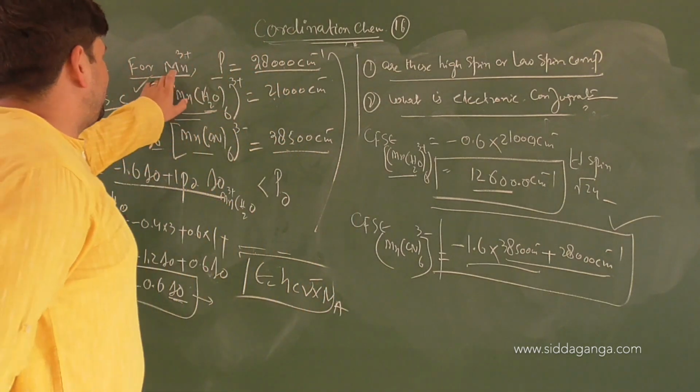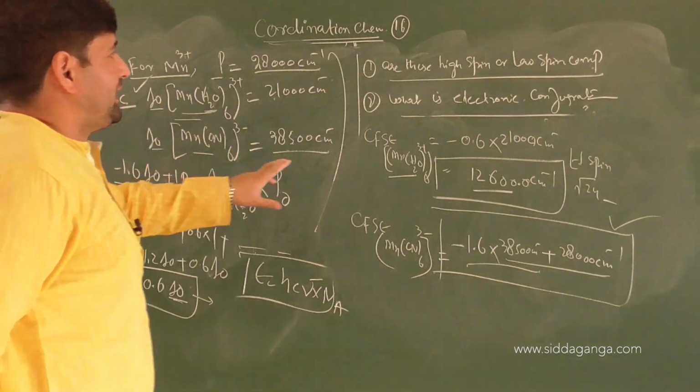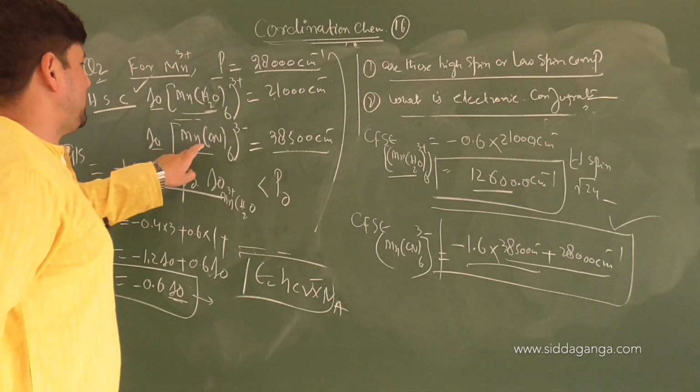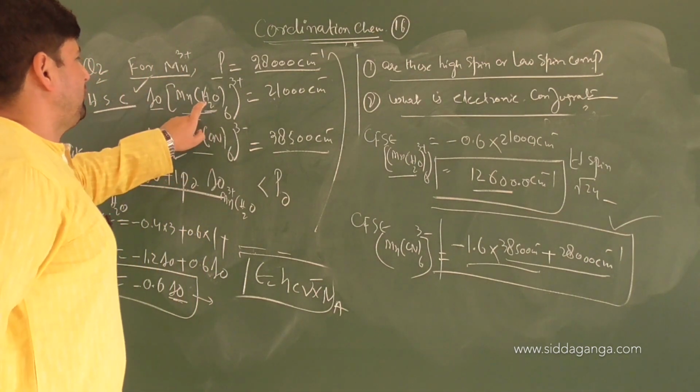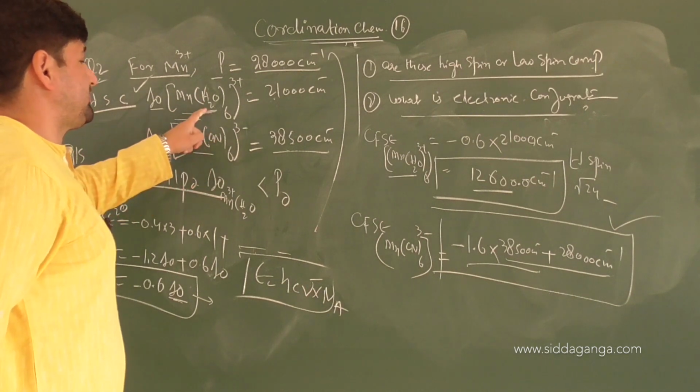The question was simple. We were given the pairing energy for manganese, and the crystal field splitting energy was given for both. We were asked first of all whether high spin or low spin. Naturally, this is high spin and this is low spin. Directly you can also say water being a weak ligand and CN being a strong ligand, it will force pairing, so it will be low spin and this will be high spin.